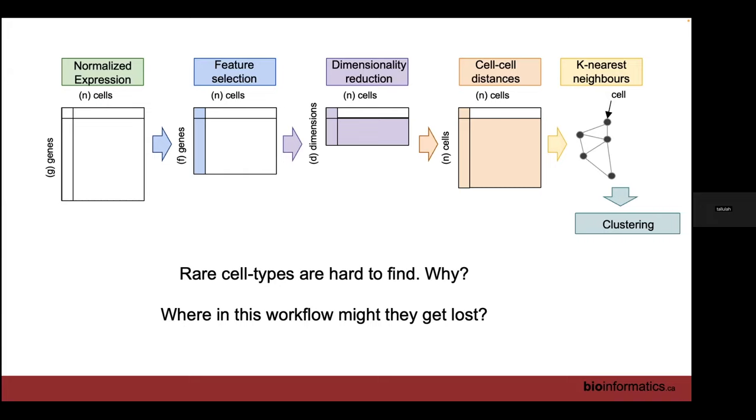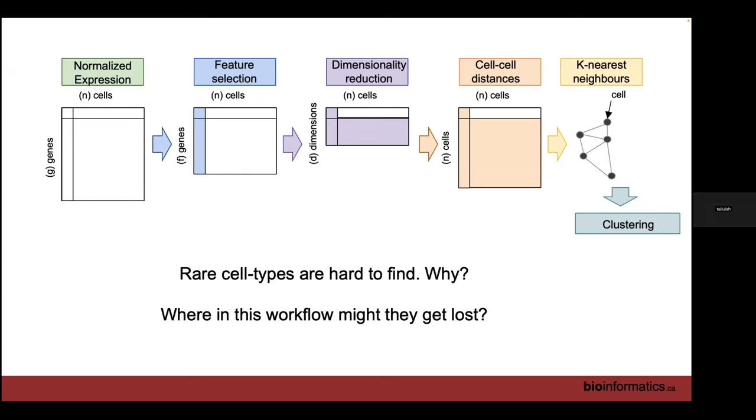At every stage? To some degree, you can lose them at every stage, but the biggest risks are the two that were mentioned: feature selection and your k-nearest neighbor graph. The clustering algorithm usually can find them if they're properly isolated. If there are no edges between that cluster and any of the other cells in your data set, then your clustering algorithm will still be able to find them. But if there are some edges, then your clustering algorithm will just merge it with another cluster.